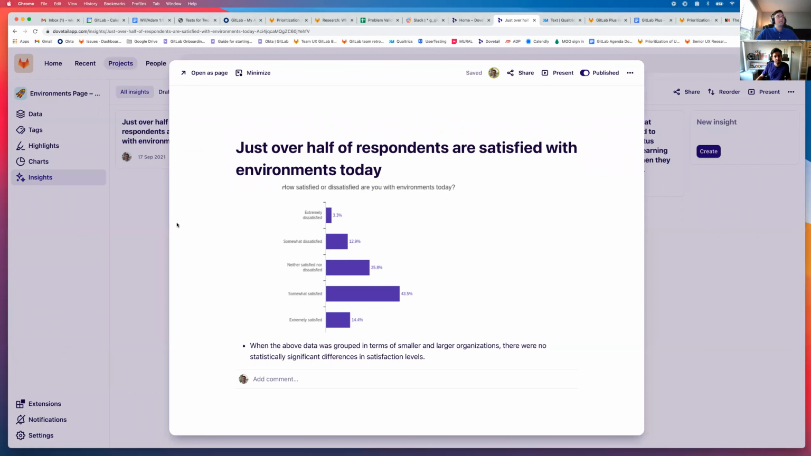and when they completed these questions, one of the questions was how satisfied or dissatisfied they are with the environments page today. So as you can see in this graph here, about 47%, if we look across, somewhat satisfied and extremely satisfied. So that's just about half, which is very good to see. About 25% or a quarter were kind of on the fence about the environments page, and then about 15% that were some level of dissatisfied.